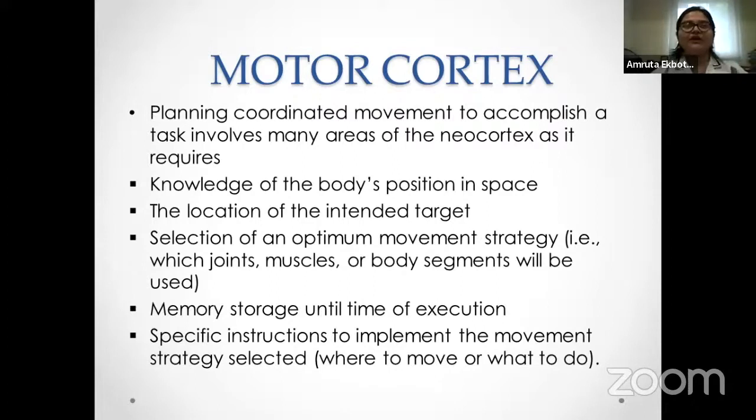Motor cortex is involved in planning coordinated movement to accomplish a task, right? So it is not just one area in the motor cortex that is going to help in carrying out the coordinated movement. There are many areas which are involved, and how they carry it out is that the motor cortex will send signals or register the body's position in space.